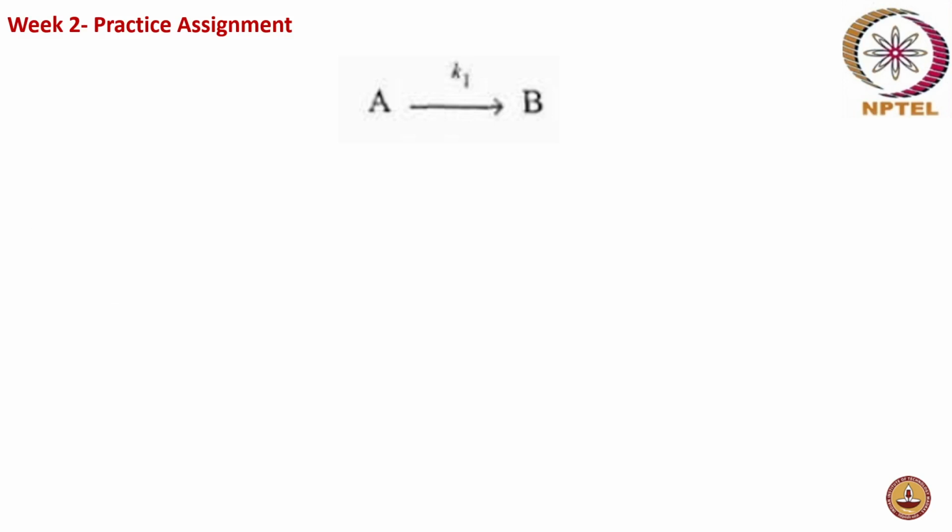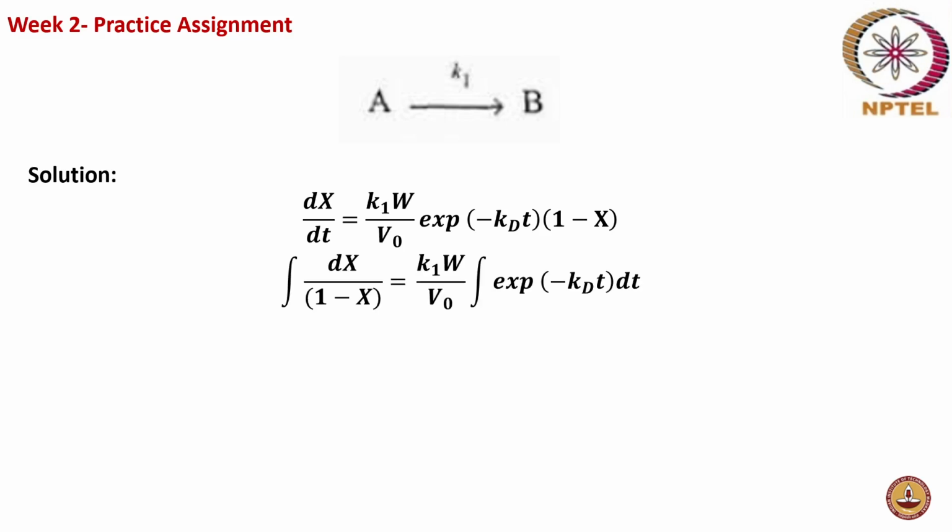Substituting that, you have to rearrange the terms and integrate the expression. You will get an expression like this: ln of 1 minus X is equal to k1 into W by kd into V0, into 1 minus exponential of minus kd t. Okay, this is nothing but just your integrations, right? Mathematics.